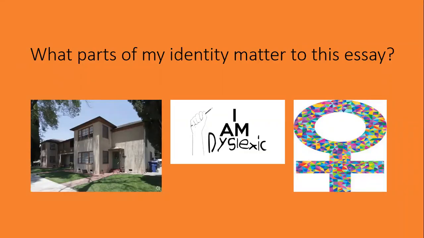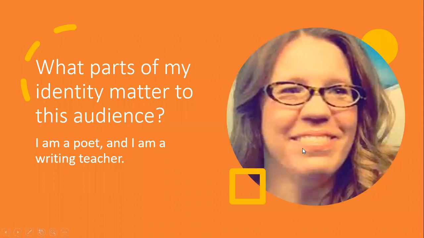So she's got to tell a story. So she has to think, what parts of my identity matter? She was poor. She was dyslexic. She's female. And what parts of her identity matter to this audience? She's a poet and she's a teacher. Now she can tell this story, she can create a character for her audience. She can understand what they think and she can persuade them to think in a new way.